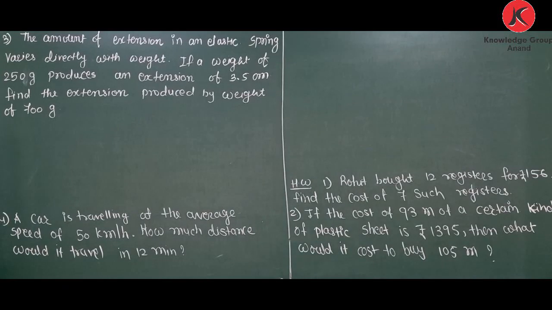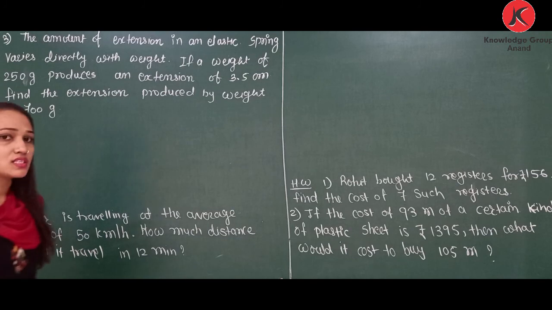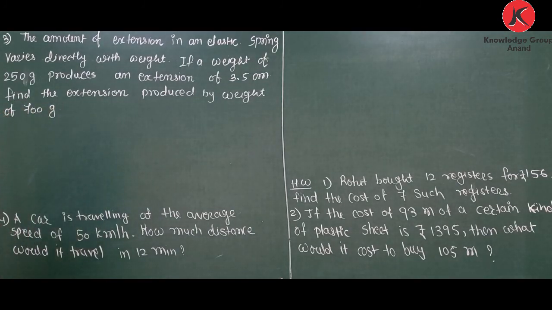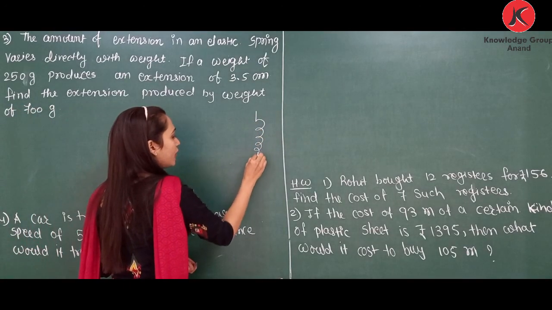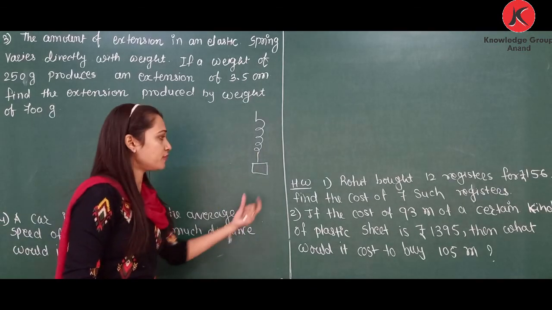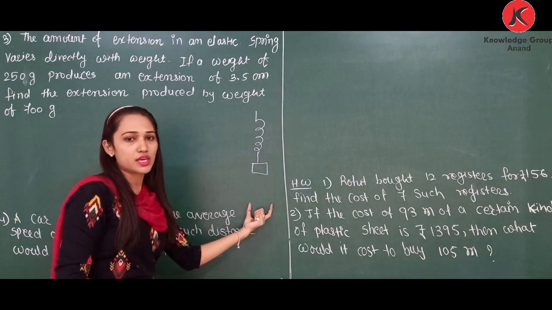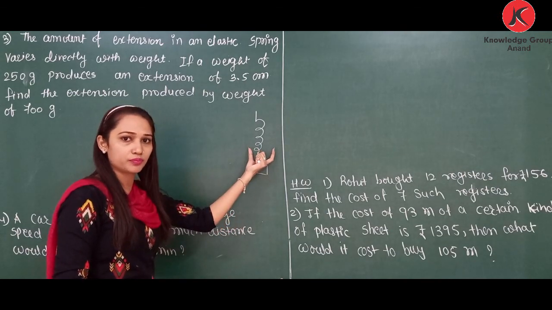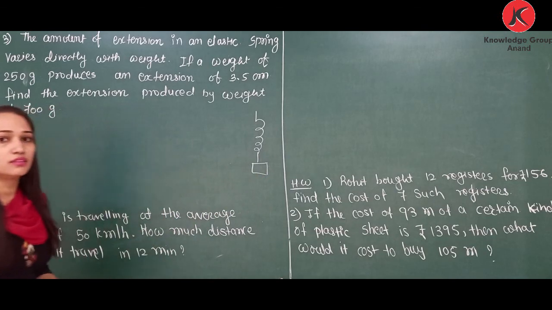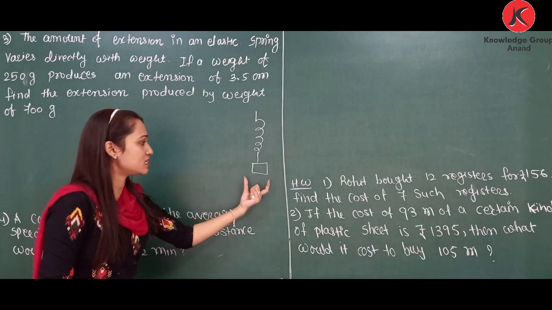Now next, the amount of extension in an elastic spring varies directly with the weight. There is one spring and below it a weight of 250 gram produces an extension of 3.5 centimeter. Find the extension produced by the weight 700 gram. If there is one spring and we hang some weight here, so if we increase the weight, then the extension is also increased, and if we decrease the weight, then the extension is also decreased. Clear? So we need to find what is the length of extension when the weight is 700 gram.